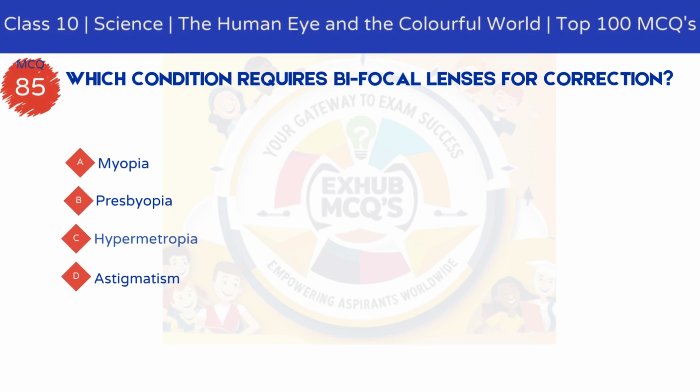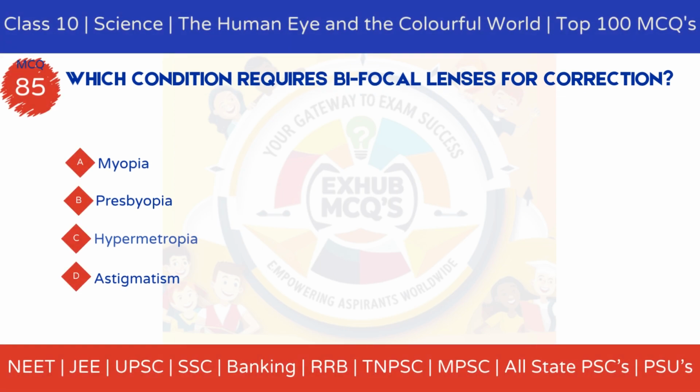MCQ 85. Which condition requires bifocal lenses for correction? Option A, myopia. Option B, presbyopia. Option C, hypermetropia. Option D, astigmatism.